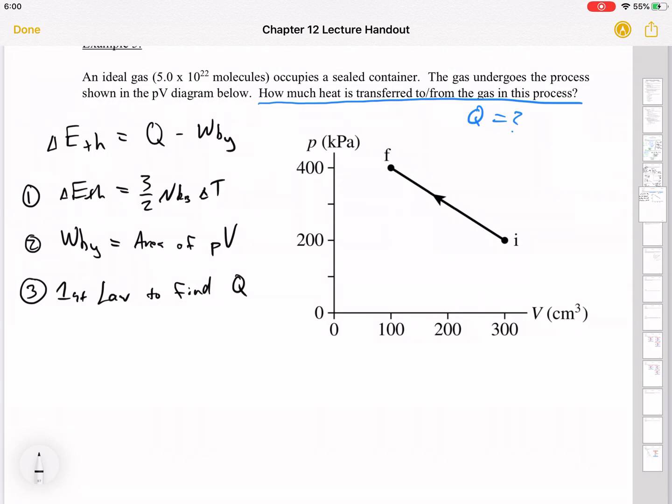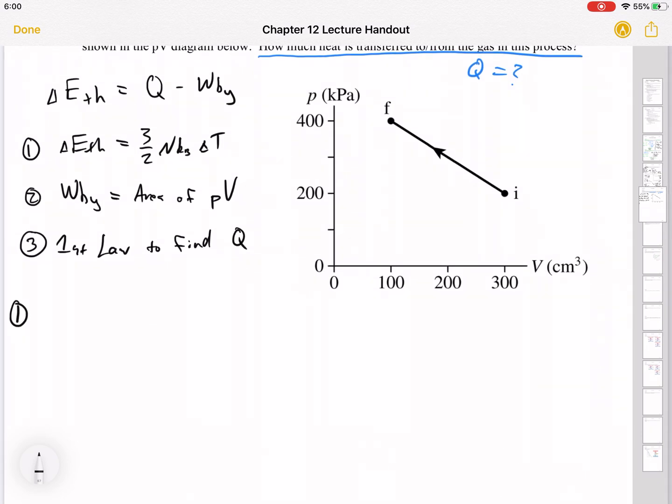So delta E thermal equals 3/2 NK delta T. Well, I need temperatures first. So for part one here, we'll just label it find delta E thermal or delta E internal. So I need the temperature, initial and final, to find a delta T. So I'm going to use the ideal gas law twice. So P initial, V initial equals N KB T initial. Okay, so I can plug into that.